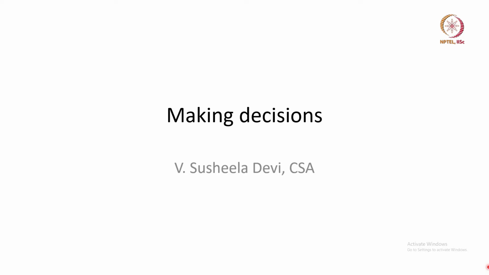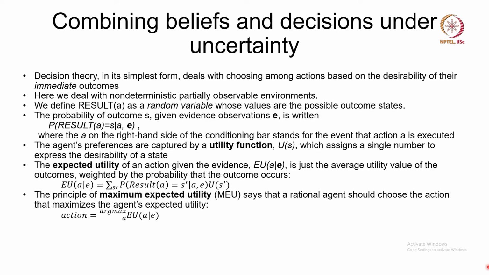Okay, so in this session we will start talking about how the agent makes decisions, right? At every point in time, the agent needs to take a decision on what is the next action that needs to be taken. So how does it make these decisions? That's what we are going to talk about in the next 2-3 sessions.